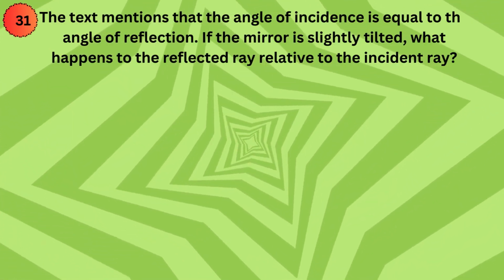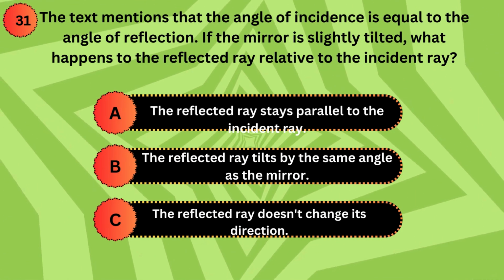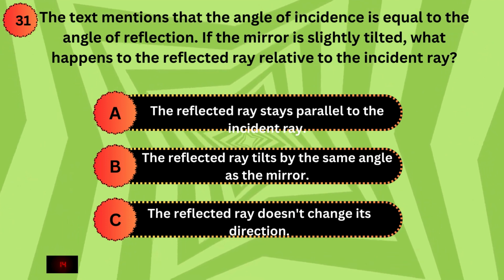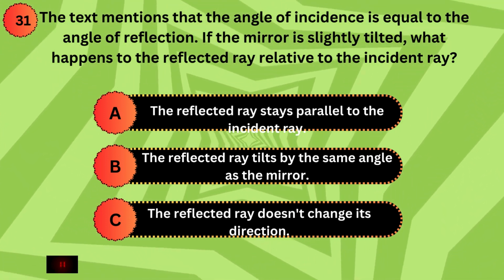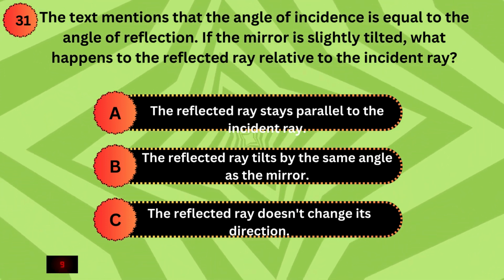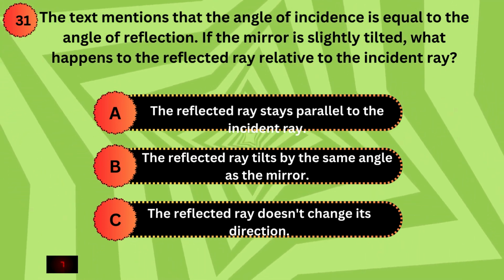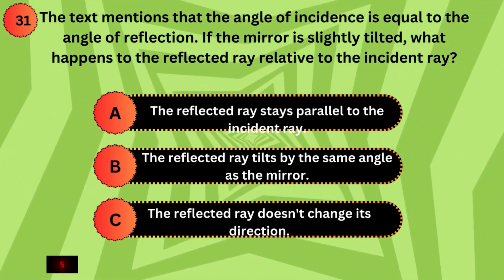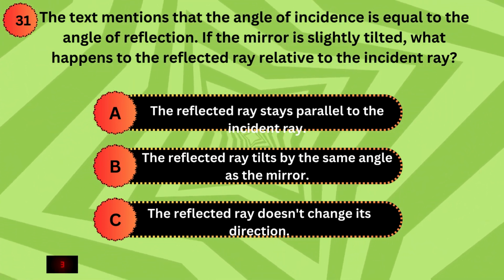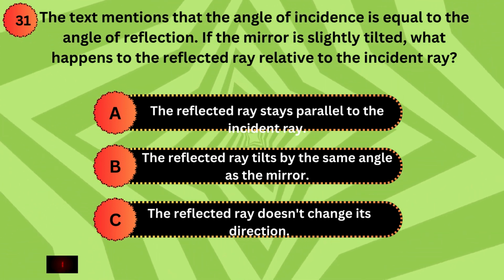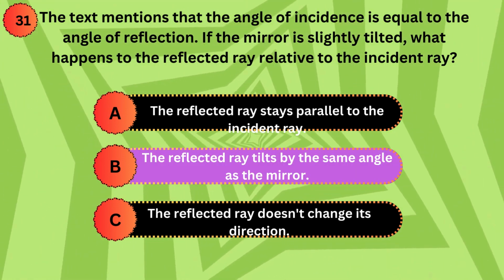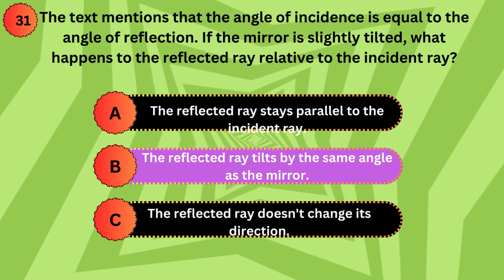The text mentions that the angle of incidence is equal to the angle of reflection. If the mirror is slightly tilted, what happens to the reflected ray relative to the incident ray? A. The reflected ray stays parallel to the incident ray. B. The reflected ray tilts by the same angle as the mirror. C. The reflected ray doesn't change its direction.